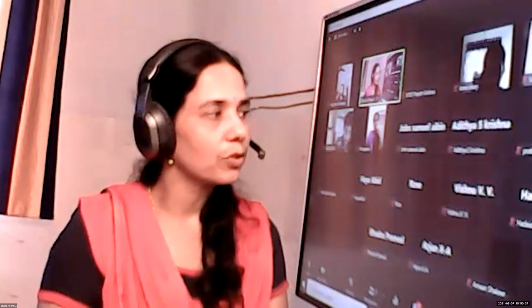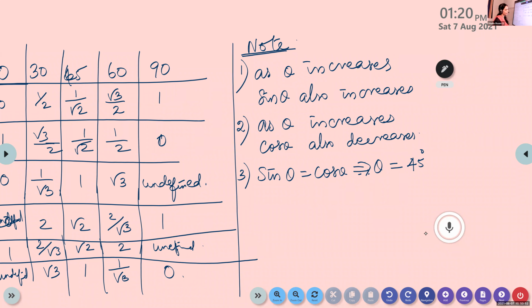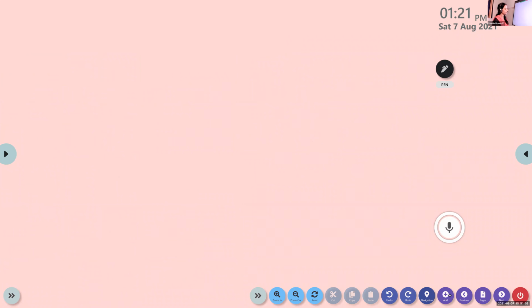Now let us do a few 1 mark questions. Write the question. Sine theta equal to cos theta, how did 45 come? Look at the table. From the table, for which value will you get the same? 45. Okay, so we have said it is 45. Now write the next question.